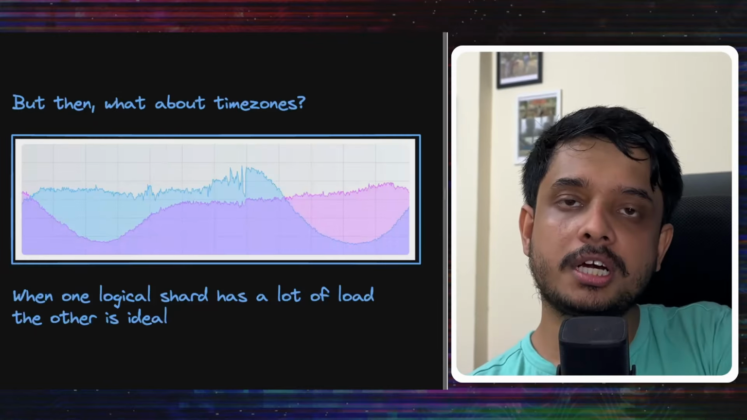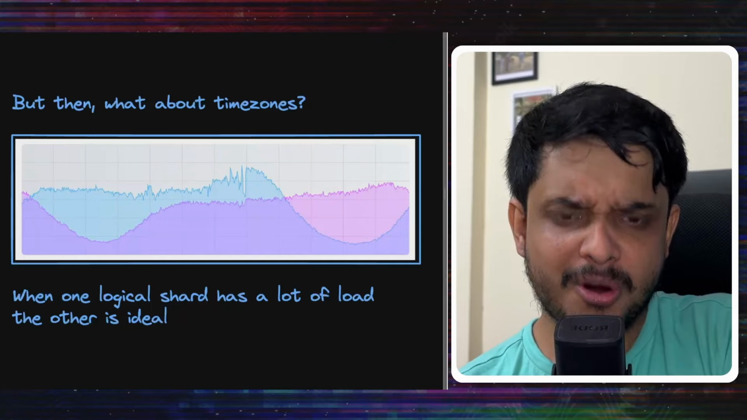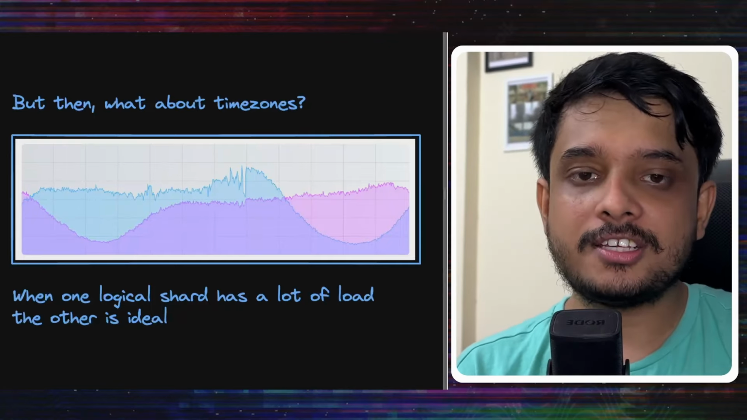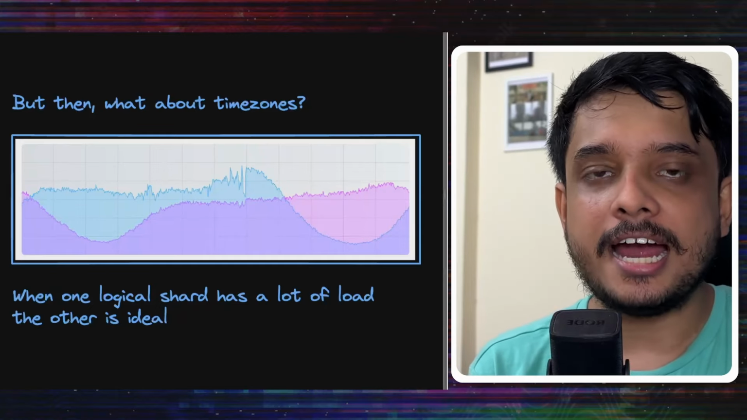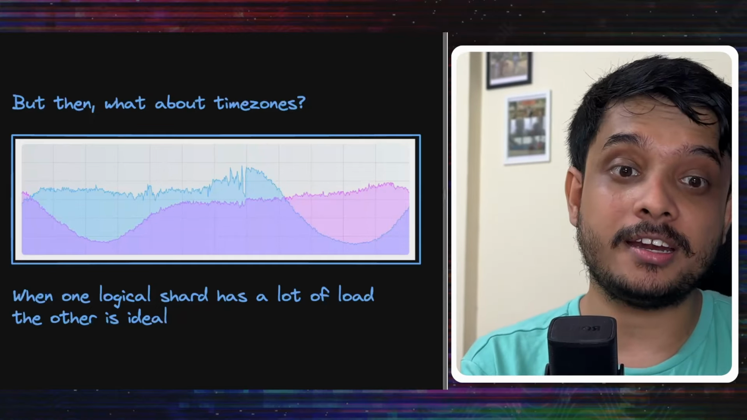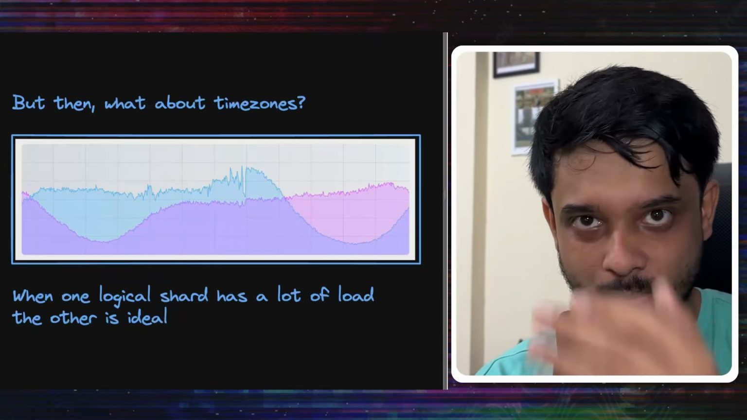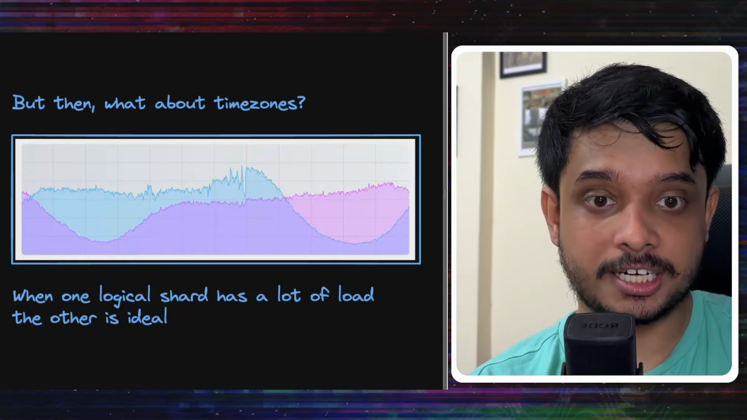Now let's say one logical shard represents Bangalore and the other logical shards represent New York. They will not have the load at the same point in time because they're in different time zones. Now let's say all the logical shards from North America are in one physical shard and all the logical shards from India are in the other physical shard.